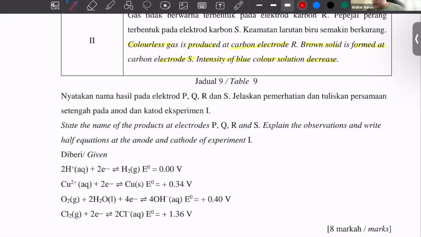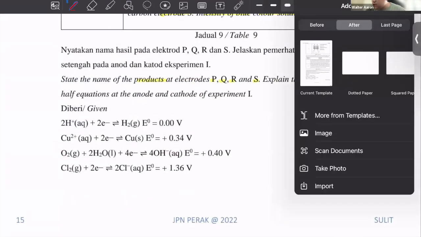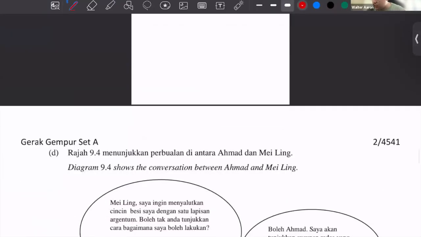So let's tear down the question and see what they want. So they actually want you to explain what are the products being formed at P, Q, R, and S. So perhaps I can actually list it down for you already. So I'm going to create an extra page over here so that we can explain to you what is going on.